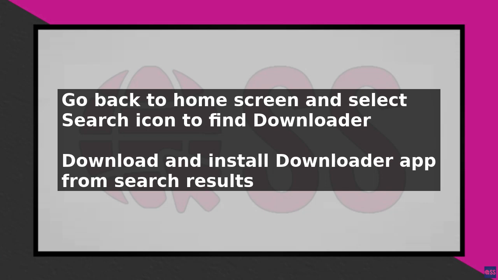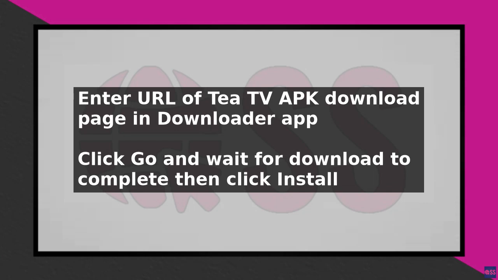Once the download is complete, click Install to start the installation process. Wait for the installation to finish. Then click Open to launch the TTV app. Before using the TTV app, go to the Settings menu within the app and configure any necessary settings, such as enabling subtitles or setting up a VPN.